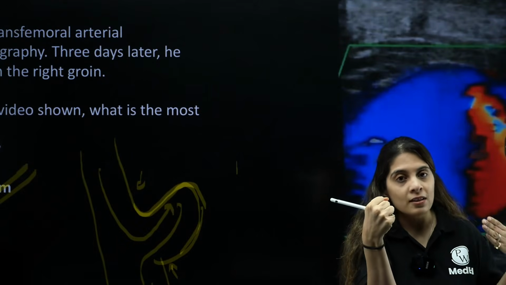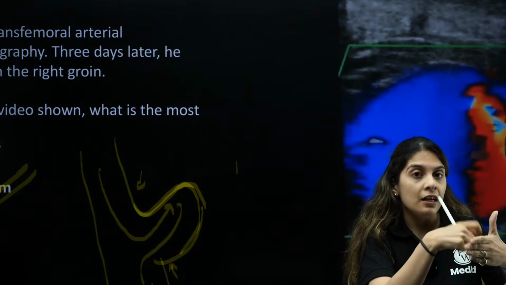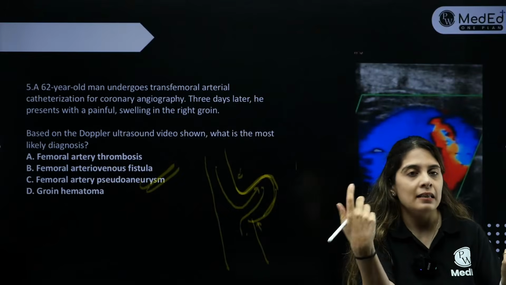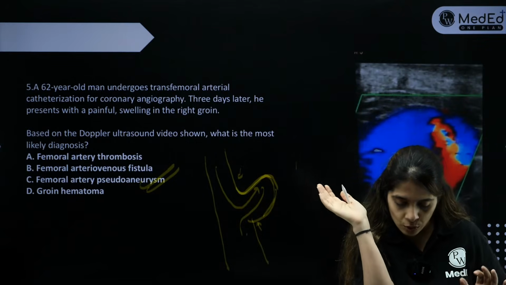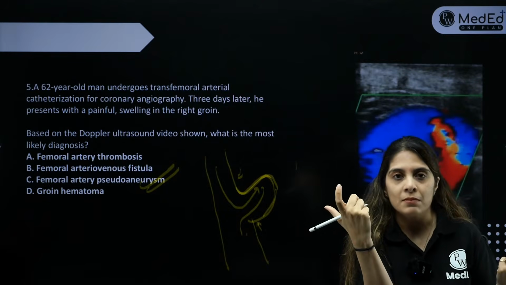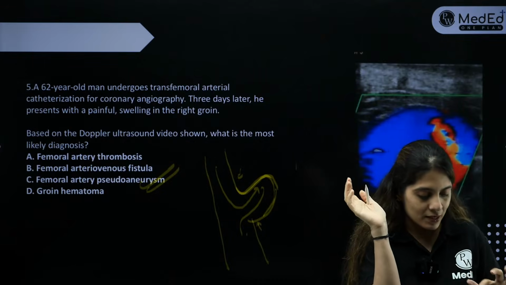Whenever the blood is going towards the probe, it will be displayed as red. If it is going away from the probe, it will be displayed as blue. So this is exactly what is happening over here, and that is why you are able to see this Pepsi sign or the Yin-Yang sign of the pseudoaneurysm. I hope this is clear to you. Again, this is one of the classical ultrasound images using Doppler, and this could be tested in the form of a video.